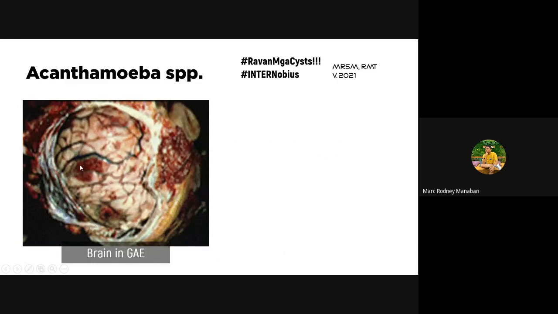So here is a picture of your brain with GAE. These red areas here are, again, granulomas, all right, that may contain a lot of cells, immune cells, brain cells, etc. And as you can see, the blood vessels are thrombosed, meaning enlarged, okay, as a result, again, of the organism.